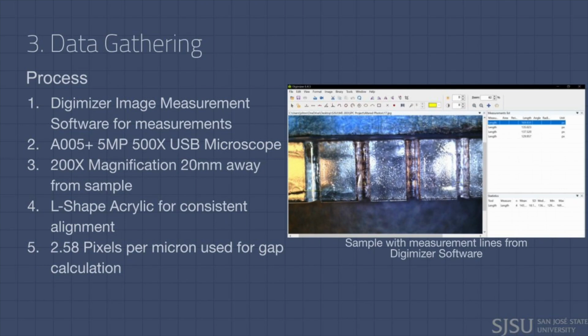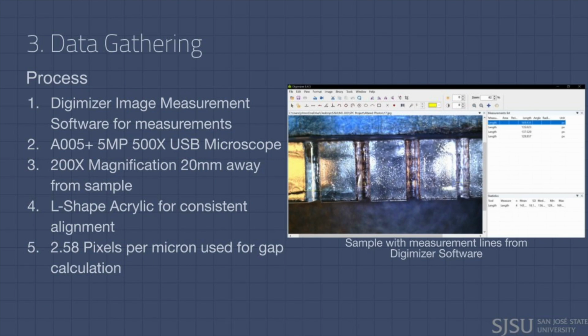We used an A005 5 megapixel 500 times magnification handheld microscope loaned to us by Professor Lee. After several iterations on different samples, we found that a 200 times magnification and a 20 millimeter gap from the sample to the lens would allow us to acquire clear enough images to distinctly make out the edges created by the laser cutter that would be used as markers for distance measurements in our image software.